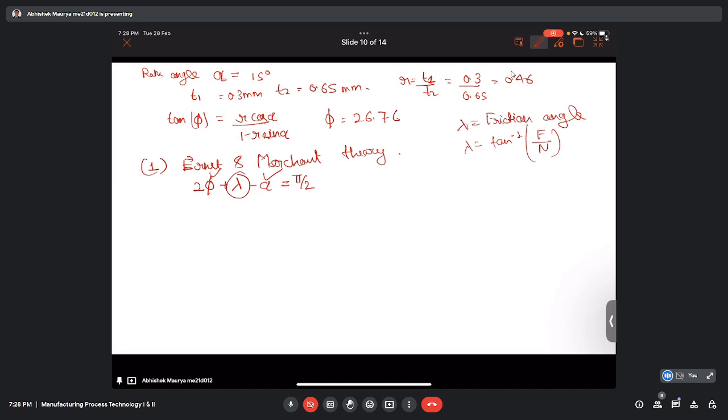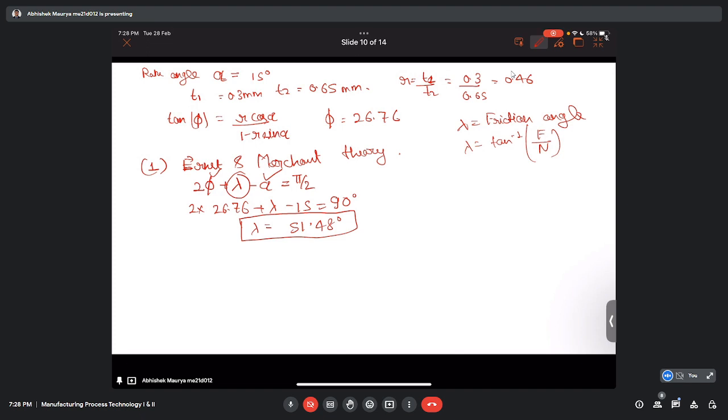So if we substitute the values of phi and alpha, we get 2 into phi plus lambda minus alpha equals pi by 2. If I write it in degrees, that comes to 90 degrees. So lambda will come to 51.48 degrees.